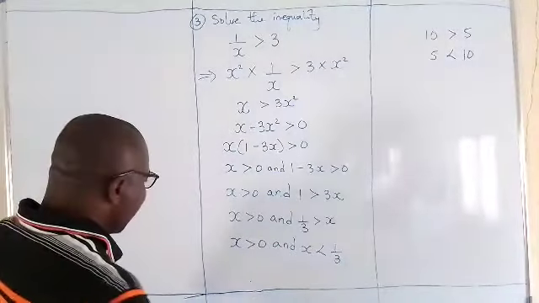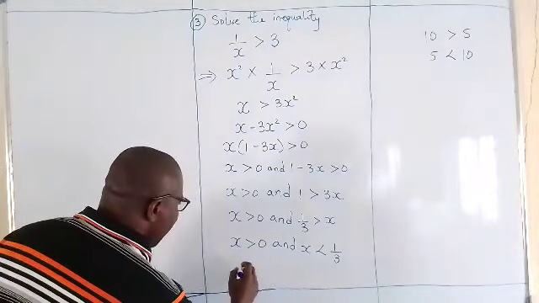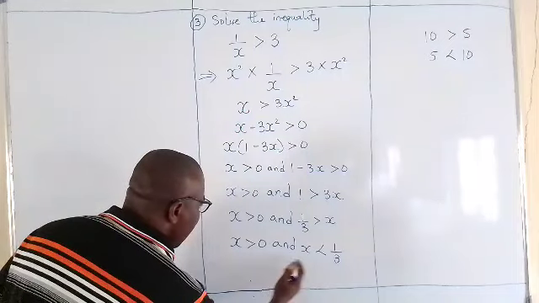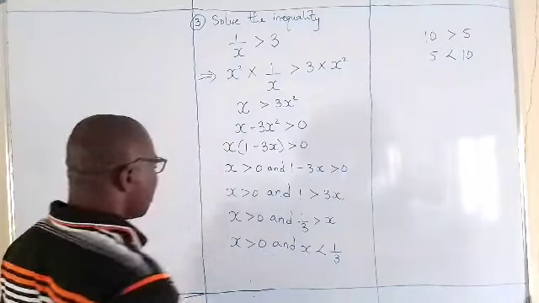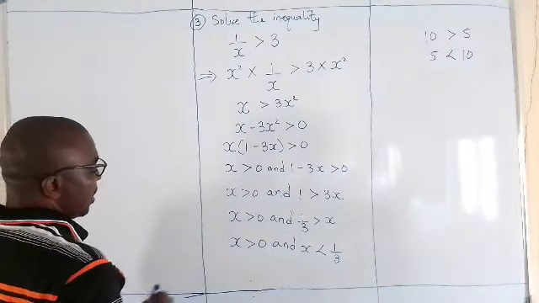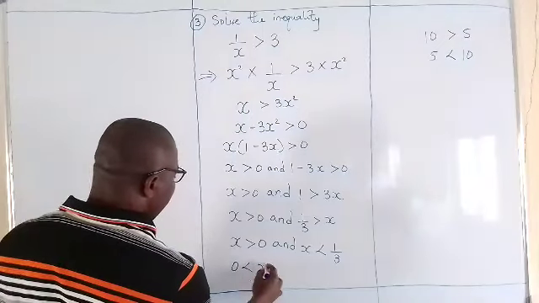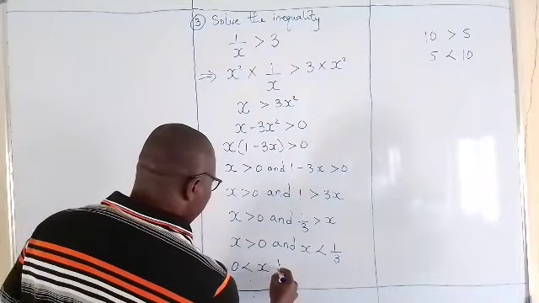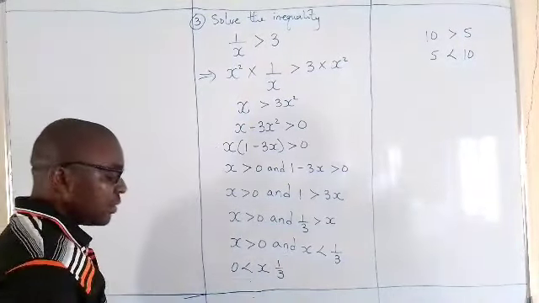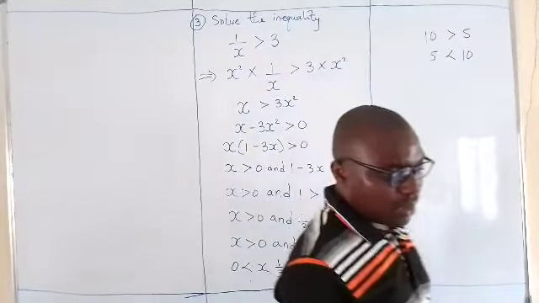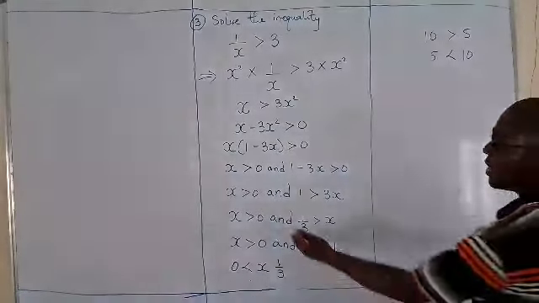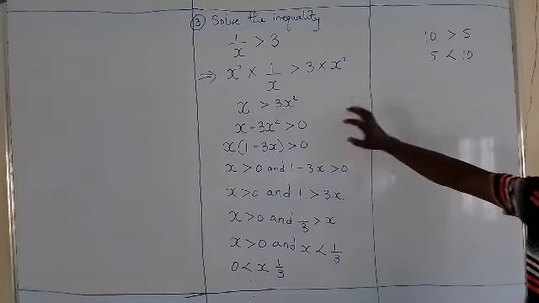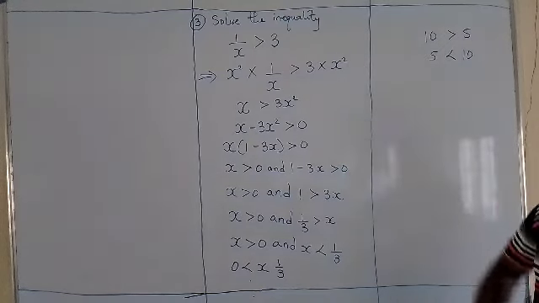Since the word and is used, it means the solution can be combined. And so you can write it as 0 is less than x is less than 1 over 3. So that's the solution for that particular question. Anytime the word and is used, it means the solution can be combined. So that's the answer to question number 3.